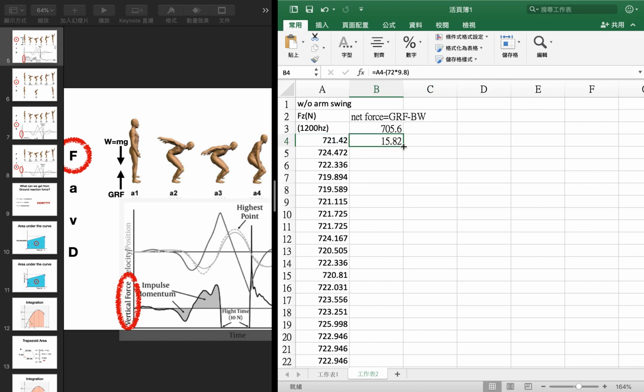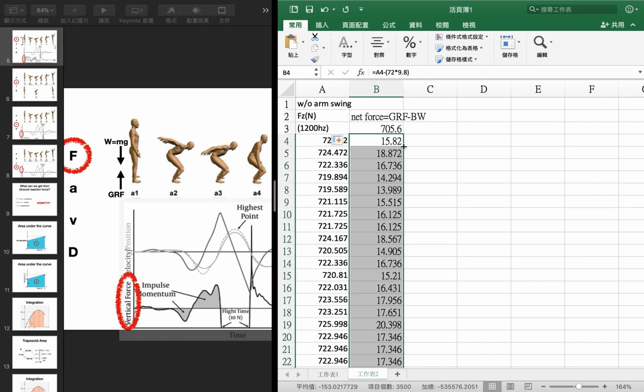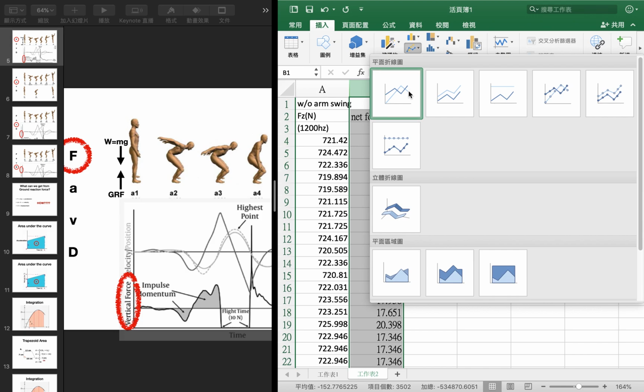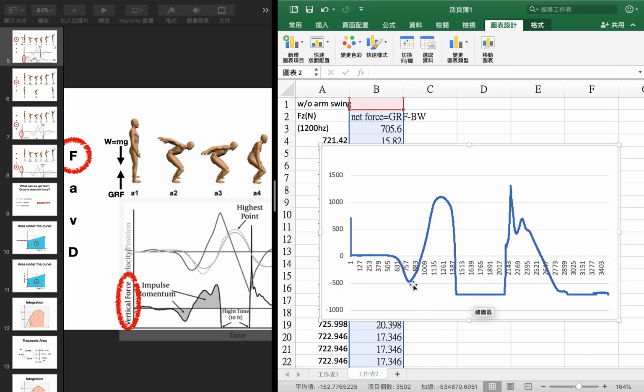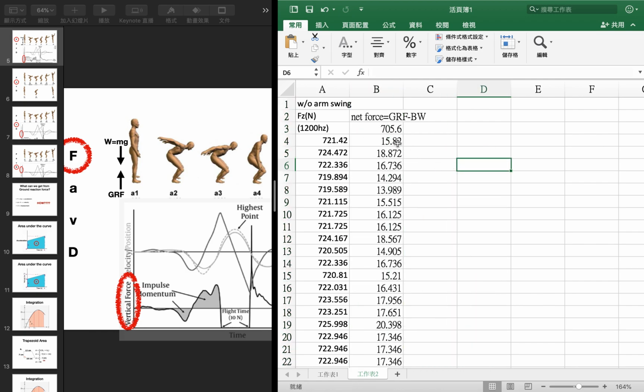Okay, so we get pretty close to 0, but it's not perfect because the force plate has some offset, but that should be fine. Okay, so you get net force here. We can plot it out again to see how it looks when we make it in net force. You can see it pretty much looks okay, right? The net force is approximately 0, then going down and going up. The shape didn't change, but the values changed. Okay, that's good. All right, so now we have net force.